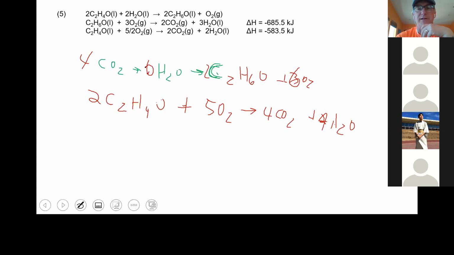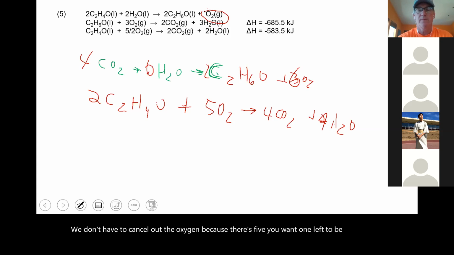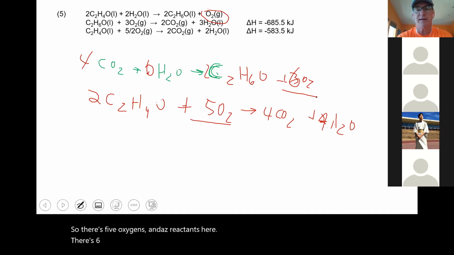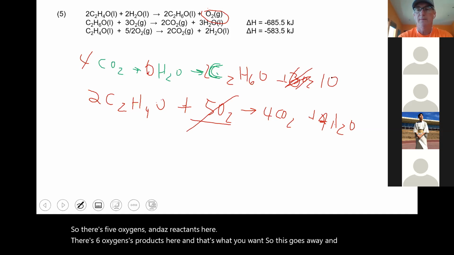Well, you don't have to cancel out the oxygen because there's 5, you want 1 left to be left over. So there's 5 oxygens as reactants here. There's 6 oxygens as products here, and that's what you want. So this goes away, and this becomes 1.